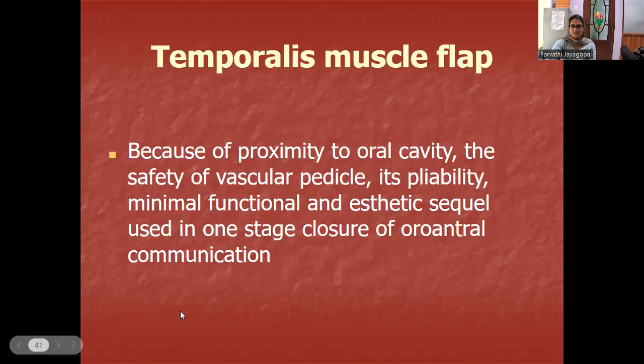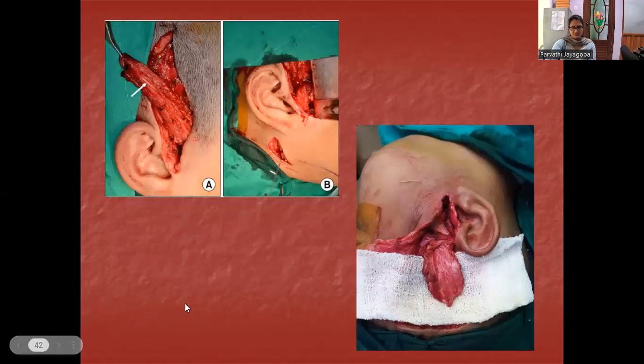Coming to temporalis muscle flap. Here, because of the proximity to the oral cavity and safety of the vascular pedicle, it is also pliable and minimal functional aesthetic deficit is there. So because of this, you can use this flap for the closure of larger defects. You can see that the temporalis muscle is made to slide down underneath the zygomatic arch and is used for the closure of larger defects.